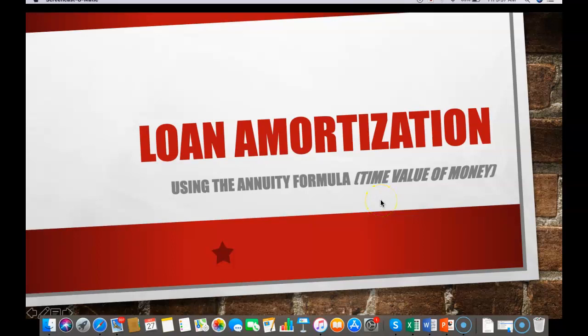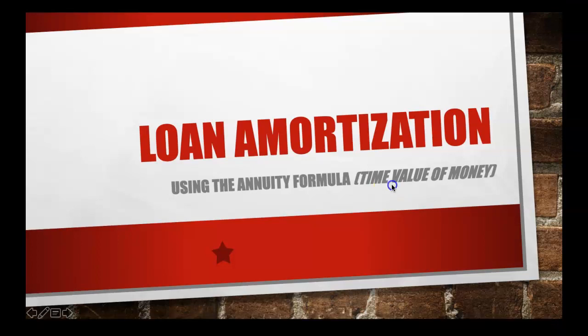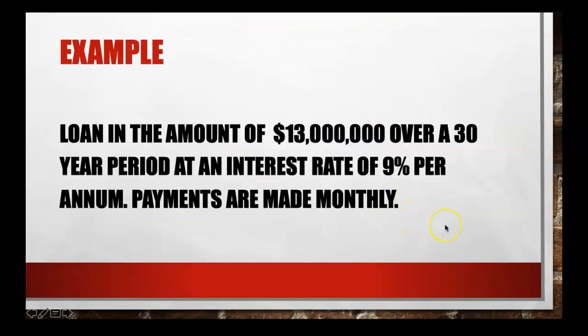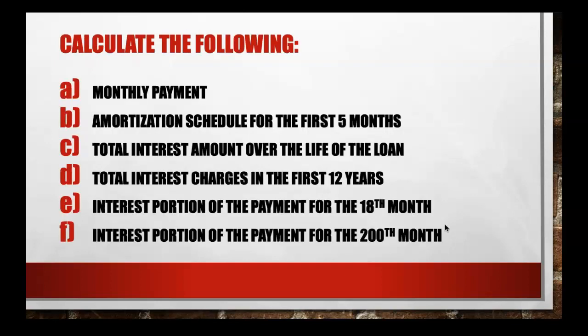Hi, good morning. Today we're looking at loan amortization using the annuity formula, right? We're going to use this example to take us through the exercise. So we're looking at a loan of $13 million over a 30-year period at an interest rate of 9% per annum, where payments are expected to be made monthly.